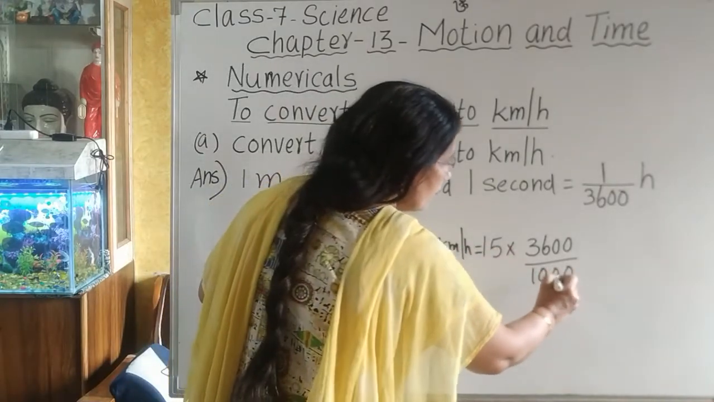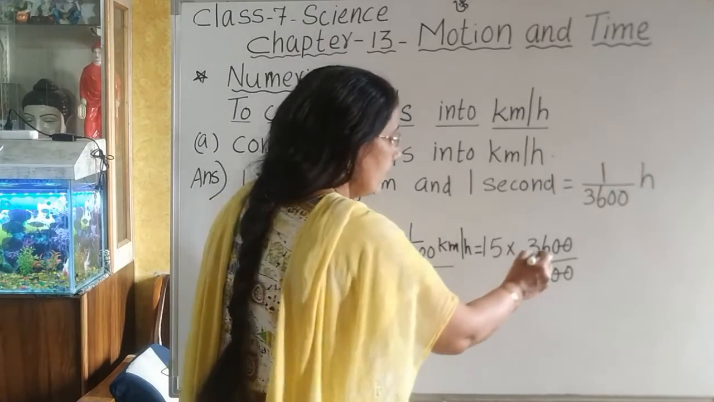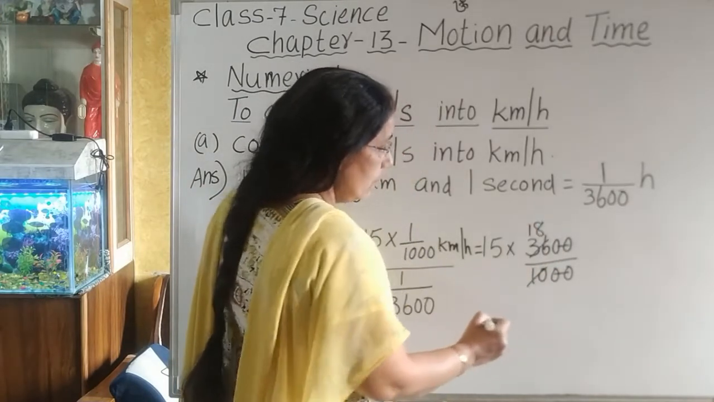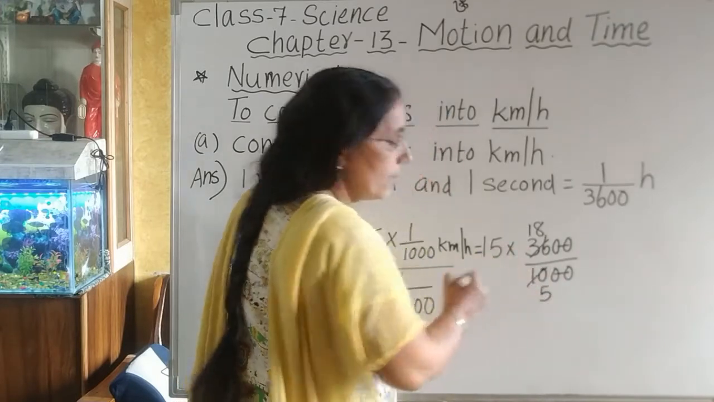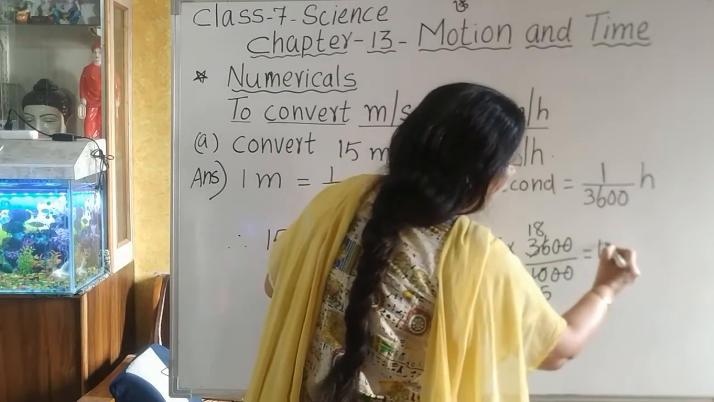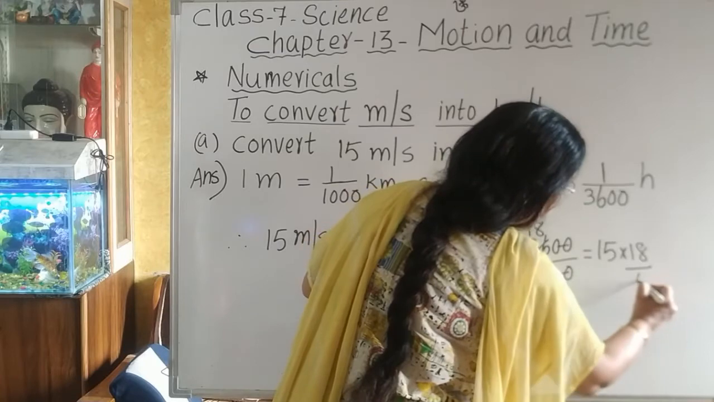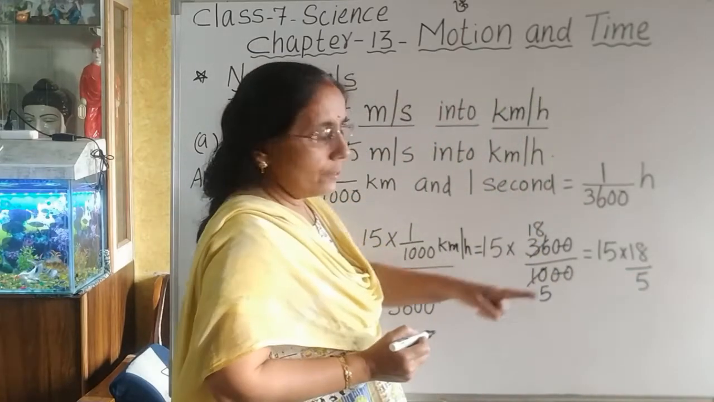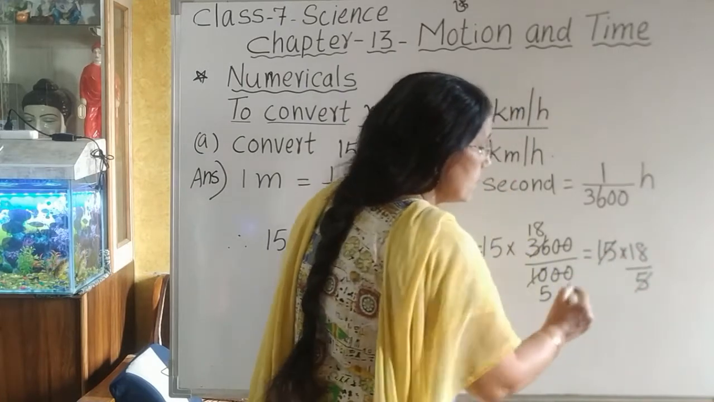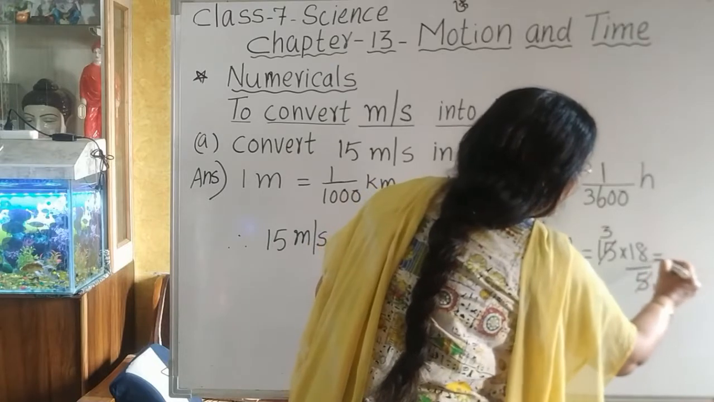So on cancellation, these two zeros can be cancelled out. And when we divide this with 2, here we will get 18 and this 5 2s are 10. So what is the value left out here? 15 into 18 divided by 5. So here we can easily simplify that. 5 and 15 can be cancelled. Here we will get 3 and here 1.